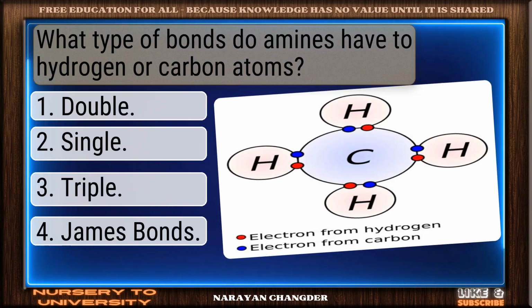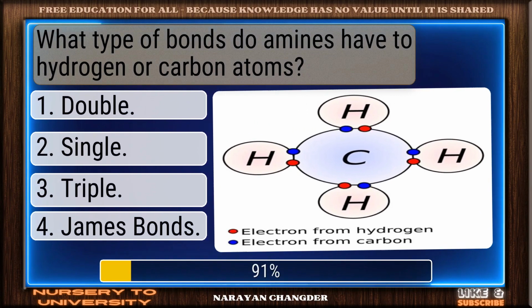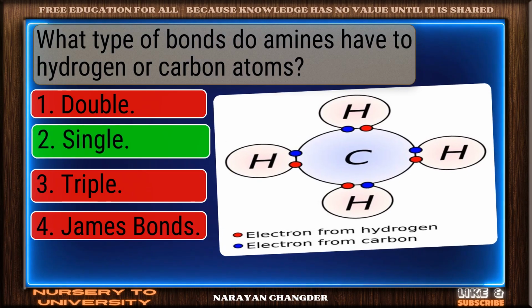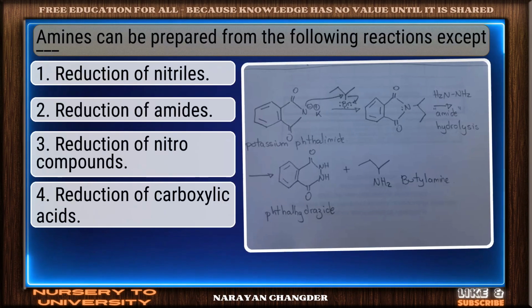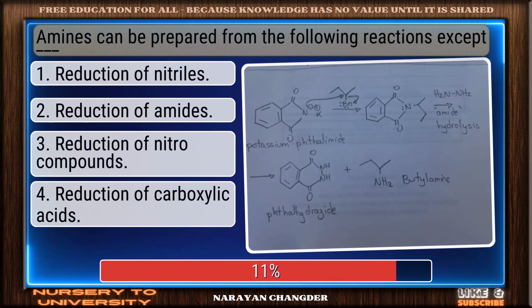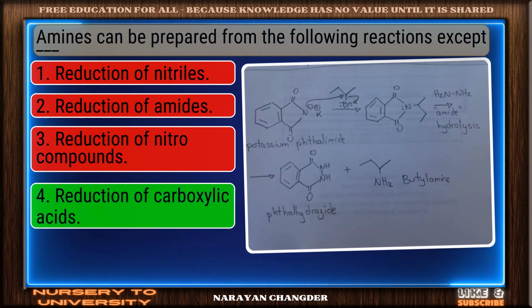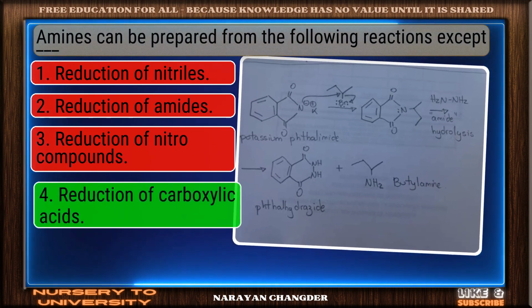What type of bonds do amines have to hydrogen or carbon atoms? Well picked. Single is the correct answer. Amines can be prepared from the following reactions except dash. Good thinking. Reduction of carboxylic acids is the right answer.